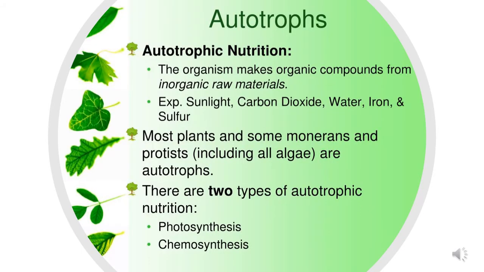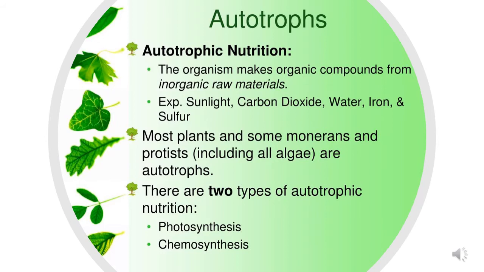Let us see what are autotrophs. Autotrophs are those organisms which are capable of preparing their own food. If you split the word autotroph, auto means self, and troph means nutrition. So the ones which prepare their own food or take care of their own nutrition are known as autotrophs. In autotrophic nutrition, the organisms make organic compounds from inorganic raw materials, which means sunlight, carbon dioxide, water, iron and sulfur or other minerals present in nature.